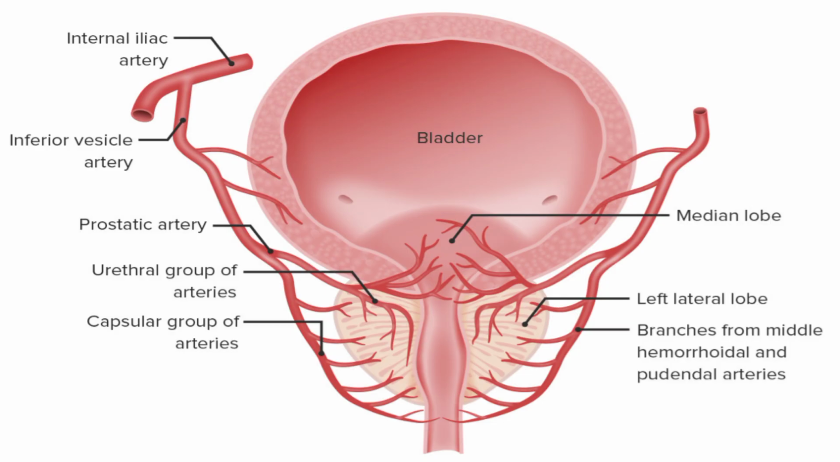As in this picture, you can see the prostatic artery, which is a branch of the inferior vesical artery, and the inferior vesical artery is a branch of the internal iliac artery. These arteries are supplying the prostate gland. As you can see, the prostatic artery is giving branches to the urethra and prostate gland. And you can also see the branches on the left side, branches from the middle hemorrhoidal or middle rectal arteries and pudendal arteries, also supplying the prostate gland.